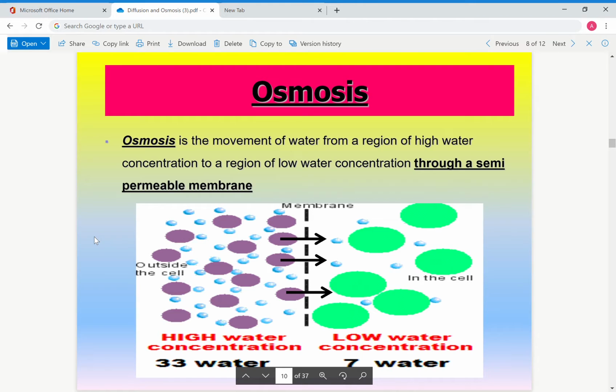Be careful when they say water travels from a high to low concentration. That on its own is not osmosis. It has to travel through a semi-permeable membrane.